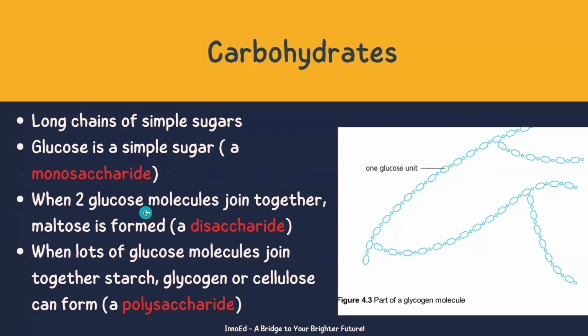When two glucose molecules are joined together, it is maltose. Since it is two, that's why it is called disaccharide. When lots of glucose molecules are joined together, just like in this example, it is called polysaccharide.